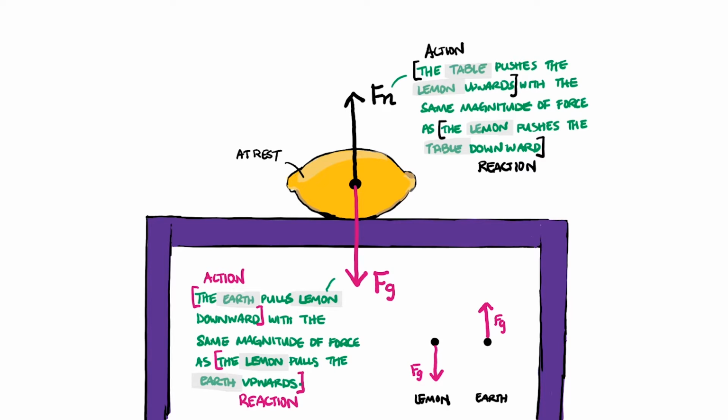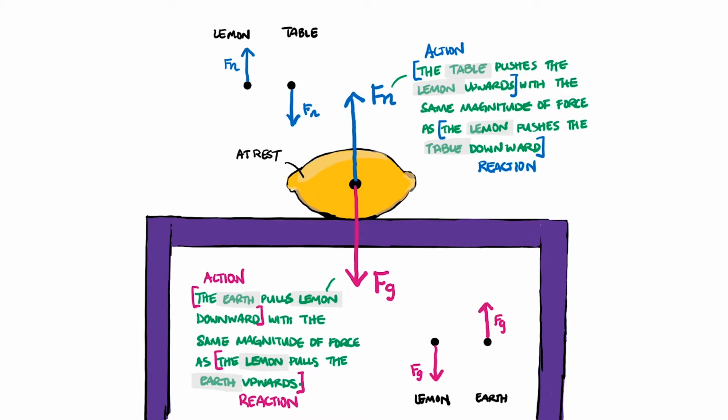Similarly, if we were to diagram the normal force, when the table pushes the lemon upwards, we would draw this upward force on the lemon because it's the lemon that experiences this push. However, when the lemon pushes the table downwards, we would draw this downward force on the table because this time it's the table that experiences the push.